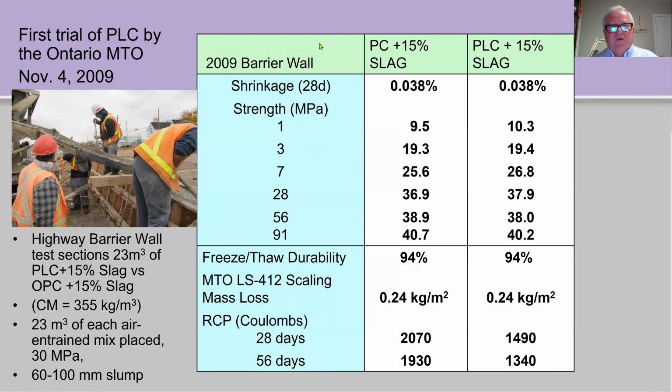Here's an example of some trials we did early on. I got our highway department back in 2009 doing their very first trial. We did several trials, but this is the first one. And what we found was with and without limestone, with a small amount of slag, we got the same drying shrinkage, very similar strength characteristics at all ages, same freeze-thaw performance, the same mass loss in deicer scaling, but we got reduced permeability by this chloride index.